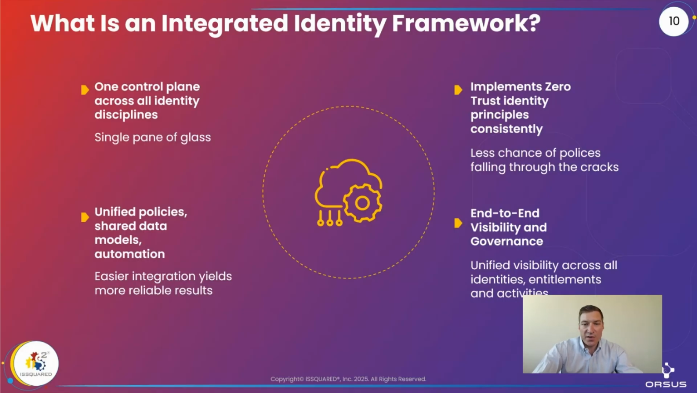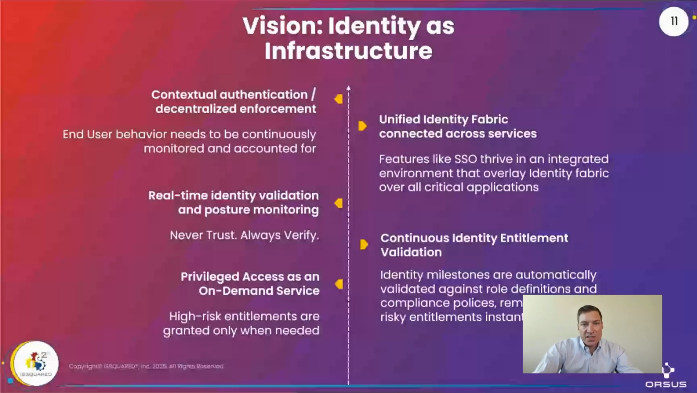And when we have an increase in end-to-end visibility and governance, where unified visibility across all identities, entitlements, and activities yields better visibility and better decisions made going forward. Now, we want to realize this vision of identity as infrastructure, and that kind of means a couple different things. We have contextual authentication and decentralized enforcement, both very critical to end user behavior, where we need to be continuously monitored and accounted for. We have a unified identity fabric connected across services.